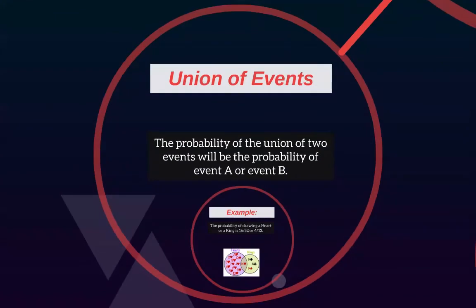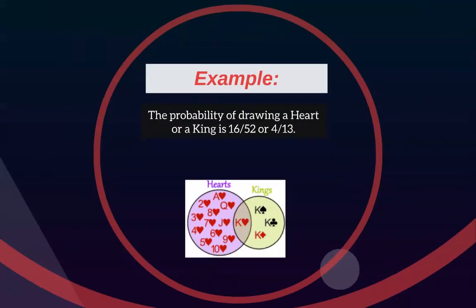The union of an event, or union of events. The probability of the union of two events will be the probability of event A or event B. So if we're talking about the union of drawing a heart or a king, we have 16 possible choices. We have 13 from the hearts, 14, 15, 16 altogether. We just count all of them. We don't double count the king of hearts here.